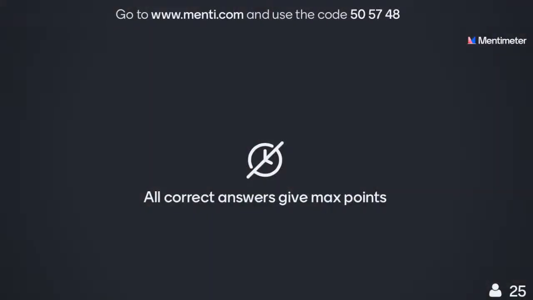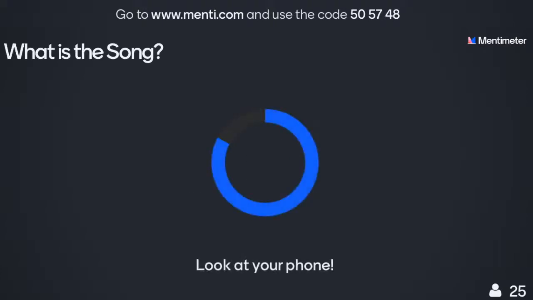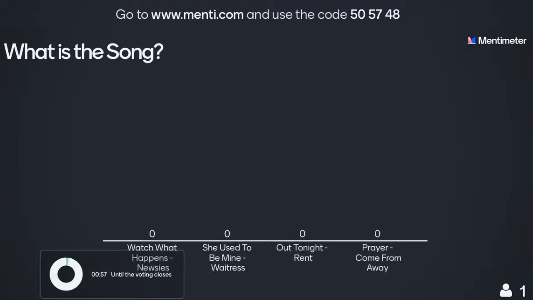Well, here we go. So your options for this one are... That's not the right song, Chris. Carves out a person. There we go. Makes you believe it's all true. Fabulous editing. Okay, is it Watch What Happens from Newsies? Is it She Used to Be Mine from Waitress? Is it Out Tonight from Rent? Or is it Prayer from Come From Away?